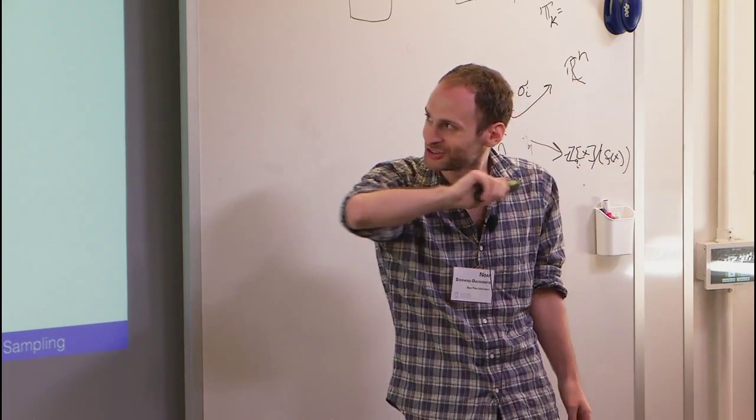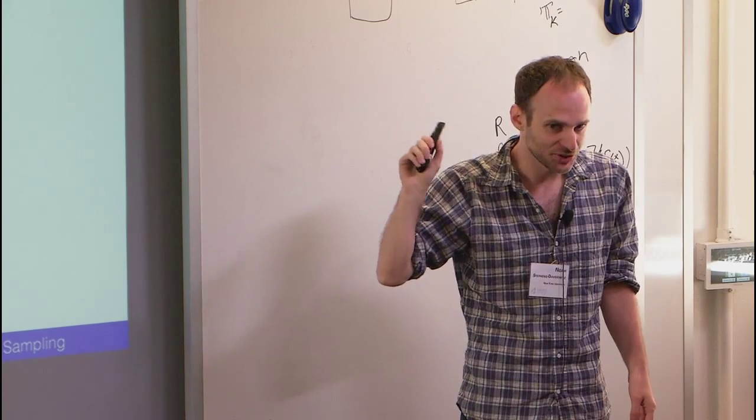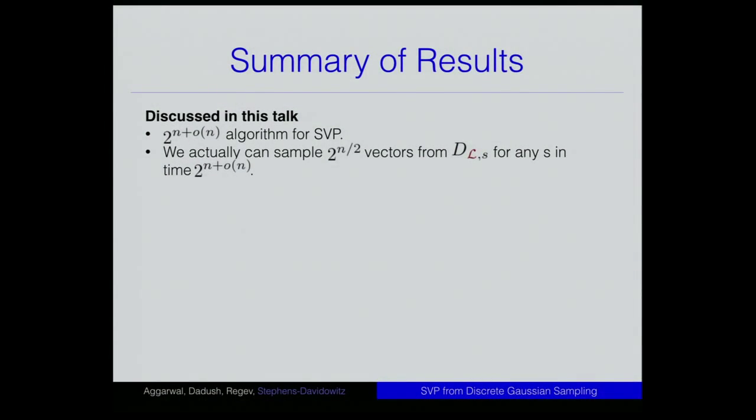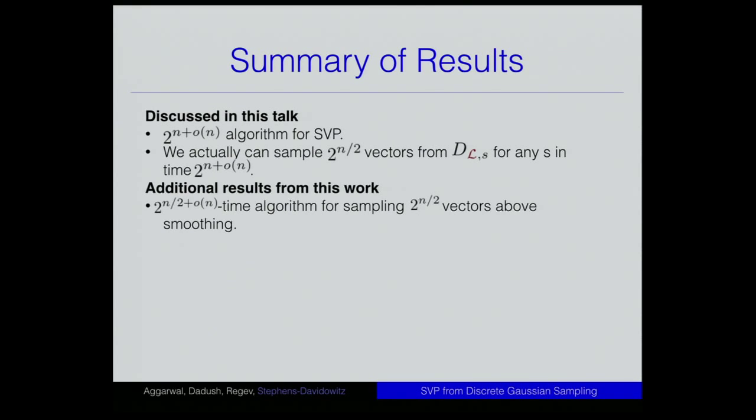So I showed you in this talk a 2 to the n time algorithm for SVP. I actually showed you something slightly better, which is a 2 to the n time algorithm for discrete Gaussian sampling for any parameter s that actually gives you 2 to the n over 2 vectors. So this is sort of an amortized algorithm, but just to hammer this point home, we don't get 1 vector in time 2 to the n over 2. We get 2 to the n over 2 vectors in 2 to the n time. But there is an additional result from this work which uses the same idea but is significantly more complicated, which gives us a 2 to the n over 2 time algorithm that actually samples 2 to the n over 2 vectors also. So it basically loses nothing, except for little o of n factors.